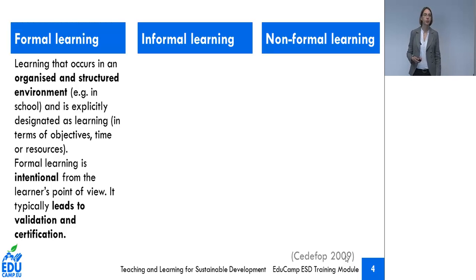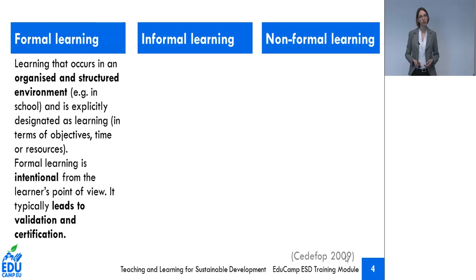Formal learning is all learning that occurs in an organized and structured environment, for instance in schools or university, and formal learning is explicitly designated as learning. So it has learning objectives, structured time and resources, and also assessment. So formal learning is also intentional from the learner's point of view, and typically it leads to validation and certification.